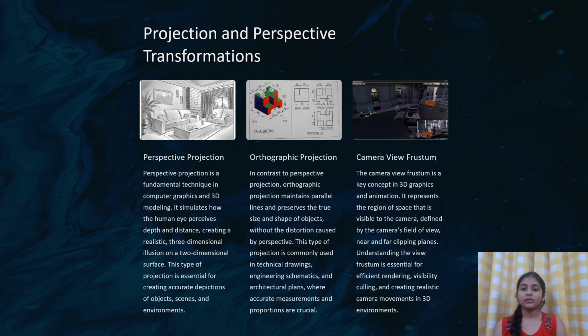Camera view frustum. The camera view frustum is a key concept in 3D graphics and animation. It represents the region of space that is visible to the camera, defined by the camera's field of view, near and far clipping planes. Understanding the view frustum is essential for efficient rendering, visibility, and creating realistic camera movements in 3D environments.